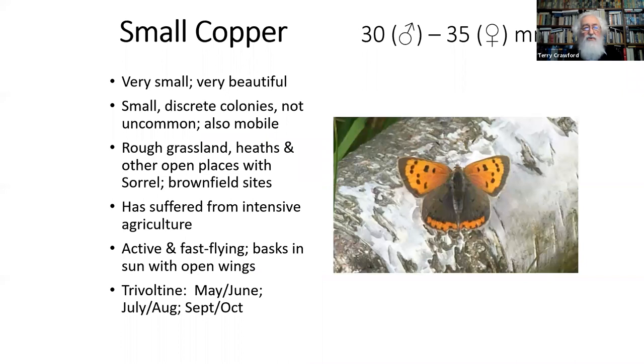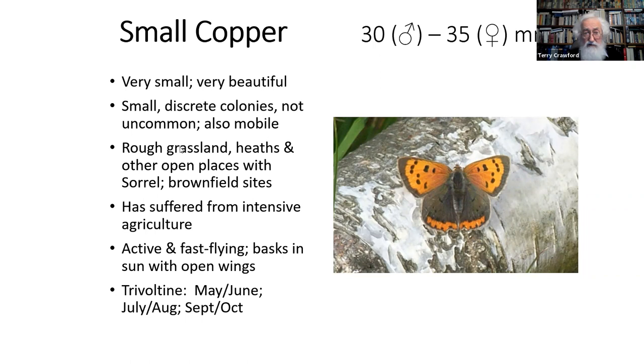Now, the small copper, it's very small. It's really one of my very favourite butterflies because despite being small, there's a lot of beauty packed into this small butterfly. It's pretty common. It tends to occur in smallish colonies where the food plant, which is sorrel, occasionally docks, grows. It's pretty common on brownfield sites, but it is well distributed around. It's less frequent than it used to be, thought to be because of the intensification of agriculture.